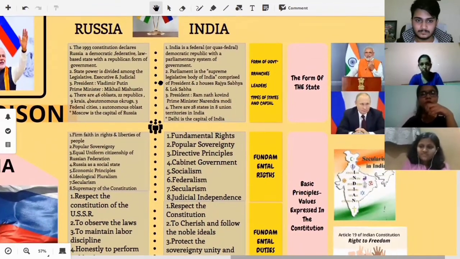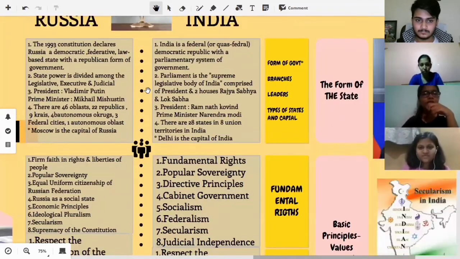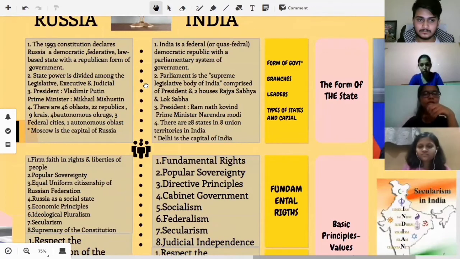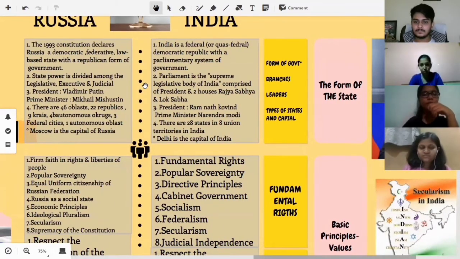On the basis of form of government, in Russia, the 1993 constitution declares Russia a democratic federative law-based state with a republican form of government. India is a federal, quasi-federal democratic republic with a parliamentary system of government.